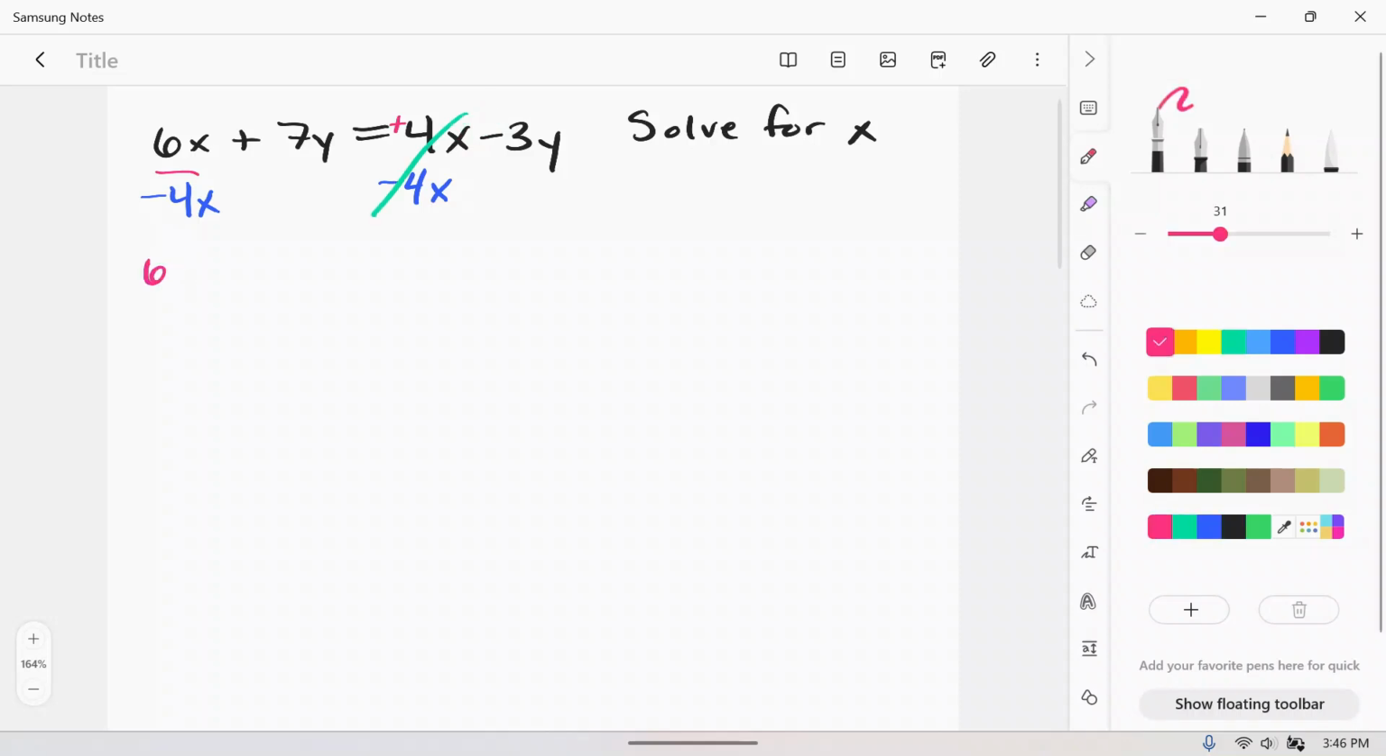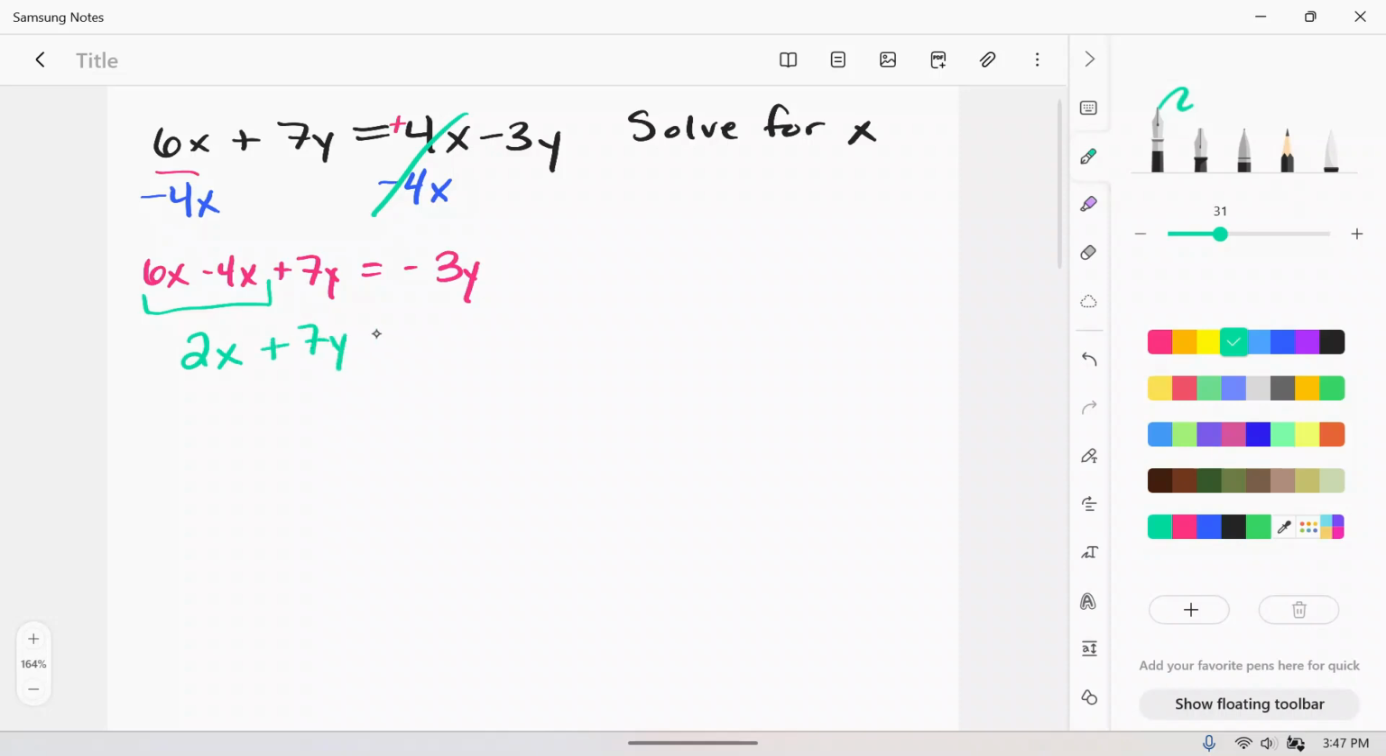So we're left with 6x minus 4x plus 7y is equal to a negative 3y. Now, if I'm working this problem, I would have combined the 6x minus 4x as I went, but since this is our first example, I wanted to break it down a little bit slower. So when I take 6x minus 4x, that is going to leave me with 2x. And then I still have plus 7y, and on the right, that's equal to negative 3y.